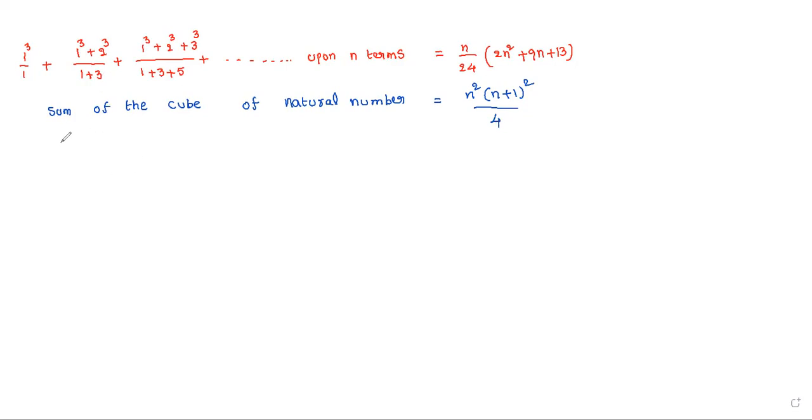So the denominator term 1 plus 3, that means 1 cube plus 2 cube plus 3 cube plus and so on up to n cube. Next denominator term 1 plus 3 plus 5 and so on. The nth term is simply the sum of n terms formula.